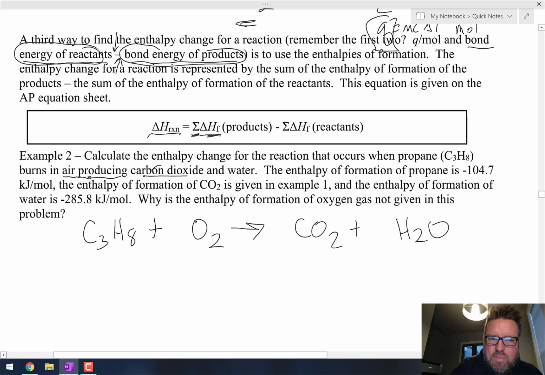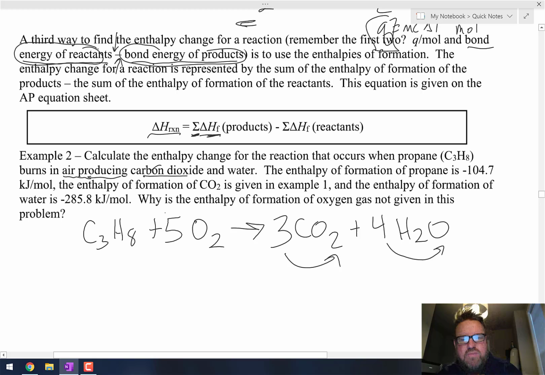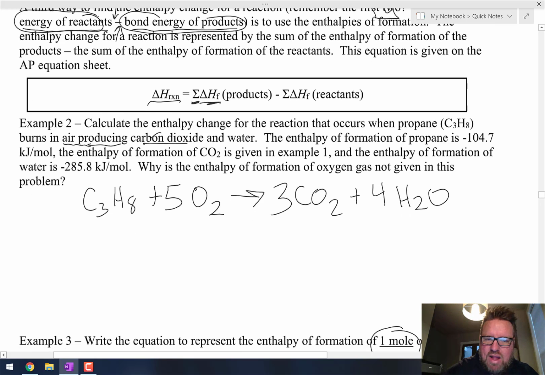Okay, so we need to balance this. We've written the equation. Now we need to balance it. So we're going to put a 3 there, 8 hydrogens, so we need a 4 there, and that makes 3 times 2 plus another 4 is 10, so we need 5 oxygens there. Okay, and so now that equation is balanced.